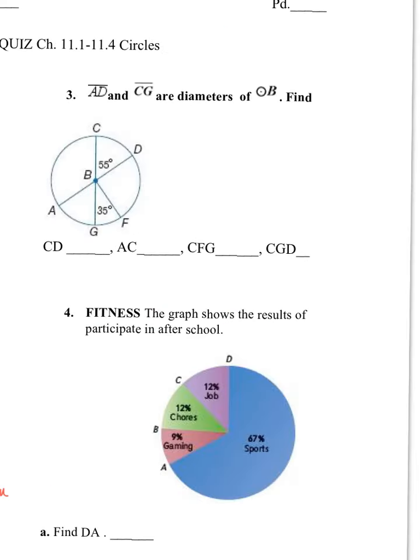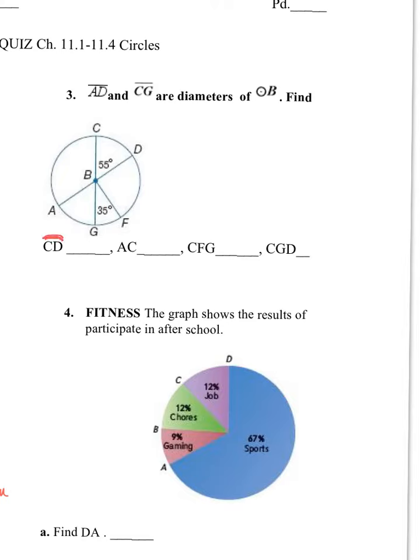Okay, you guys, number 3. Number 3, they said AD and CG are diameters. So this is a diameter and this is a diameter of the circle B. We need to find CD. Well, CD, it's an arc, okay? So let me put that. This is an arc, arc CD, a little cap arc on the top.